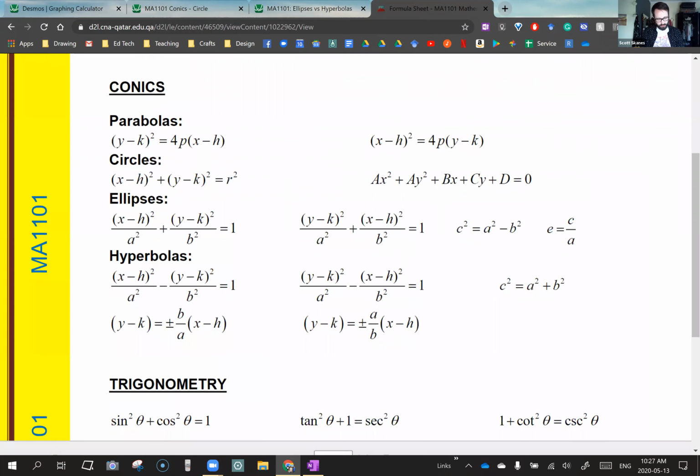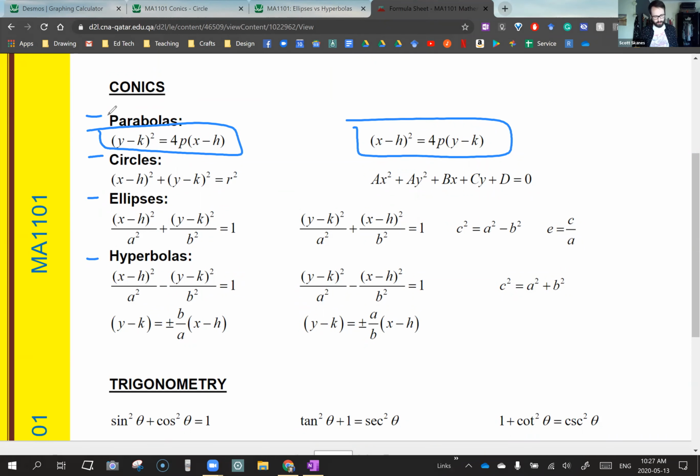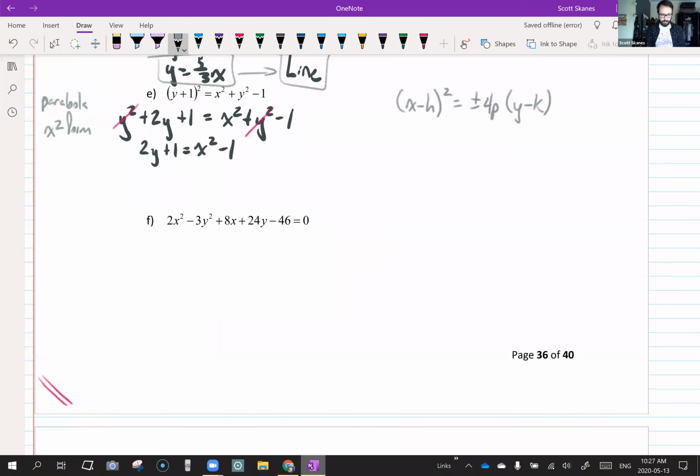Your parabolas, circles, ellipses, and so on. And you can see that for parabolas, this is your y squared form, this is your x squared form. Okay, so you should be okay. Everything's labeled very clearly. You should be able to reference everything you need. Even the C's are there. You just need to know what they mean, okay? So hopefully that is helpful.